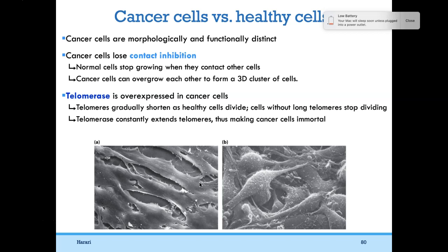They keep on dividing, right? If their telomeres never shorten, they never die. So telomerase is overactive in cancer cells, just like it is in stem cells, which makes them always able to divide.